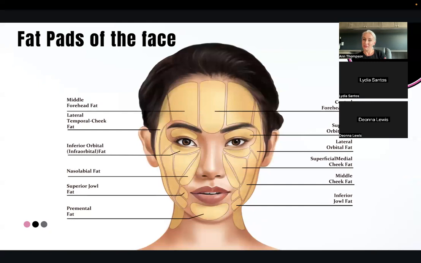These are the fat pads of the face. Remember, at the age of 35, they slowly start to disintegrate and separate. That's also because you stop producing your own natural collagen at 35 as well. The purpose of filler is to add volume back where volume has been lost. We are not trying to create a whole new human being. We're simply trying to give them that original volume that they had.